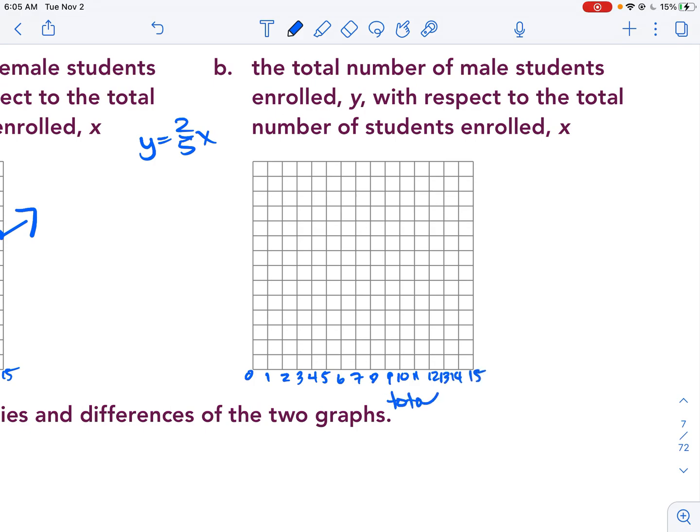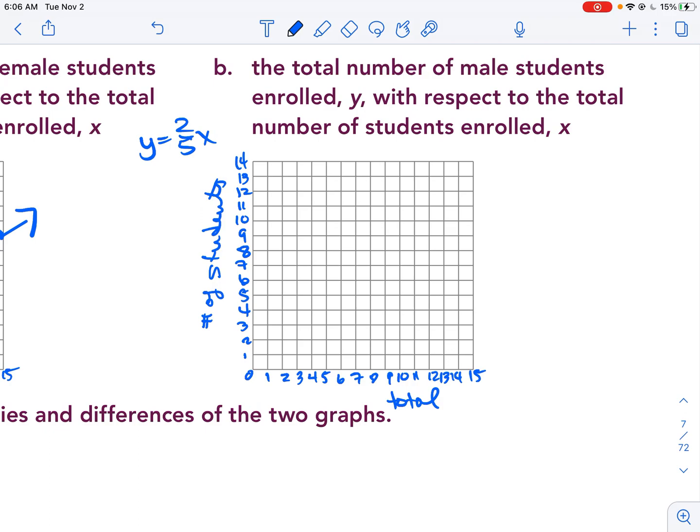And this is total number of students, because that's what the x value is. And this is number of students. Okay. And this is 1, 2, 3, 4, 6, 8, 9, 10, 12, 13, 14.